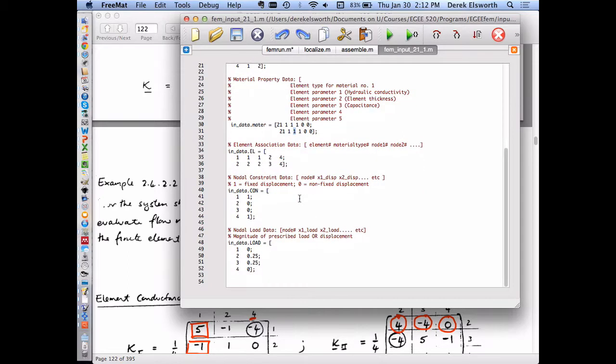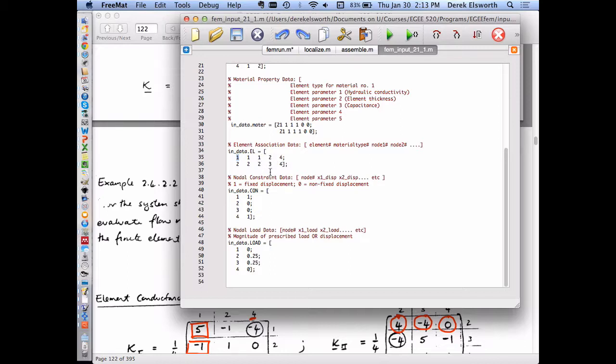Nothing more than that. Element association. So this is the key part. Element number 1. So this is our Roman numeral. Material number 1 gets applied in this, and we need to define what the nodes are that go with that. So the global nodes that go with nodes 1, 2, and 3 are global 1, global 2, global 4. Hopefully that's right. Global 1, global 2, global 4.